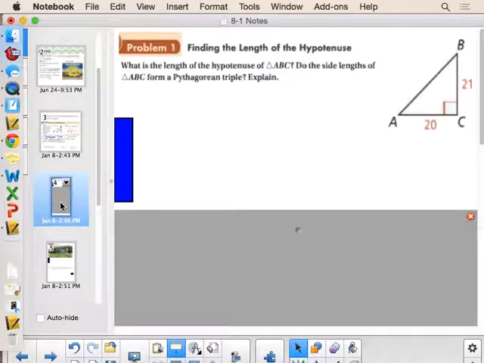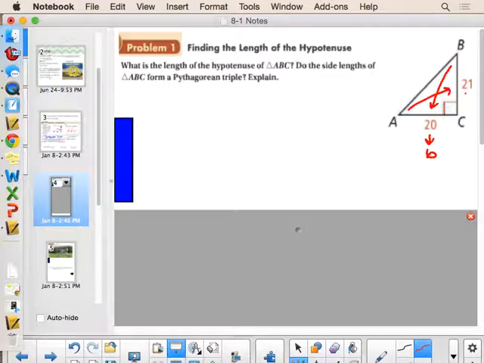First example, it says, what is the length of the hypotenuse of triangle ABC? Do the side lengths of ABC form a Pythagorean triple? Explain. I am noticing in this problem that I am given side length b, because it is across from angle B. I'm also given the side length for a. c represents my hypotenuse because c is across from the right angle. Therefore, we have leg squared plus leg squared equals my hypotenuse squared. c will not always be your hypotenuse. It always depends upon the setup of your triangle.